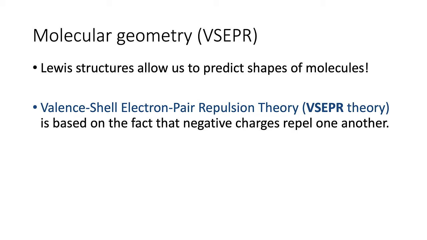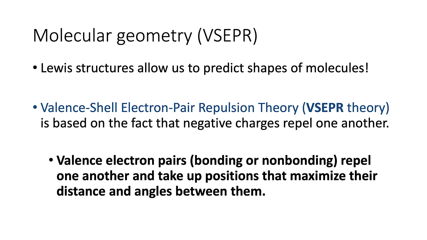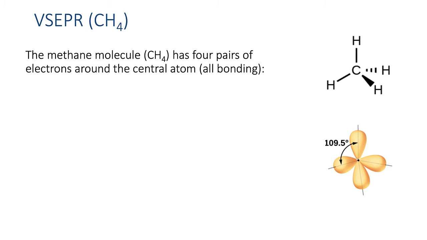Whether we have a covalent bond or a lone pair of electrons, these are in both cases negative charges that are going to want to repel. Whether bonding or non-bonding, meaning a bond or a lone pair, they're going to repel one another in order to take up positions that maximize the space those bonding or non-bonding electrons have around the central atom.